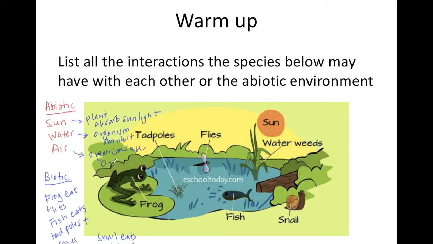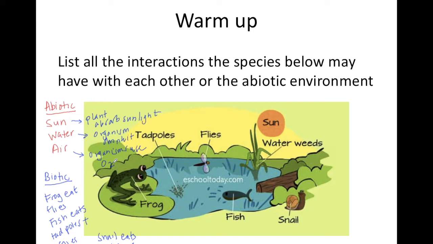Alright, so here are some of the answers. Basically, the plants are absorbing the sunlight, the organisms are drinking and using the water or living in it. The organisms are using the oxygen in the air and releasing CO2. Here are some of the biotic interactions. The frog's going to eat the flies. The fish are eating the flies and the tadpoles. The snail's eating the plants. So these are all just a few examples, not every single one that you might see from this warm-up.